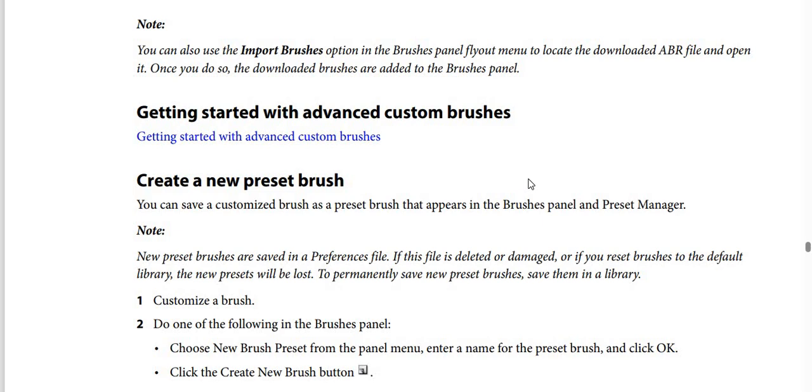Step number 1, customize the brush first. After that, number 2, do one of the following. You should choose New Brush Preset from the panel menu, and then enter a name for the preset brush, and then click OK. After that, click the Create New Brush button.